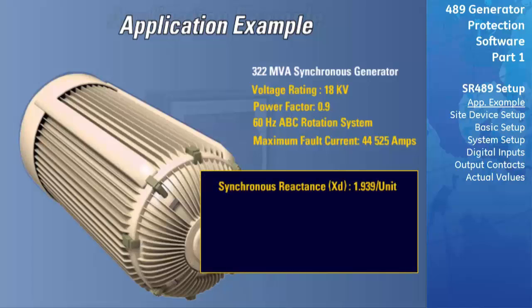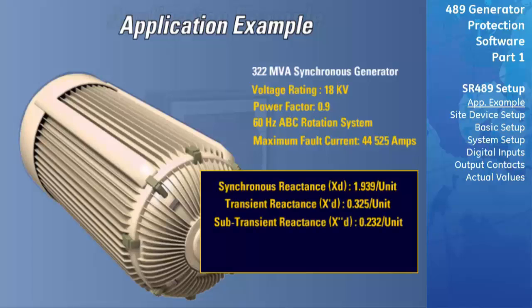Synchronous reactance of the generator is 1.939 per unit. Transient reactance of the generator is 0.325 per unit. Subtransient reactance of the generator is 0.232 per unit. And finally, the I²T capability of the generator is 10 and I² continuous capability is 8%. These values will be discussed in more detail under the specific protection elements that they pertain to.